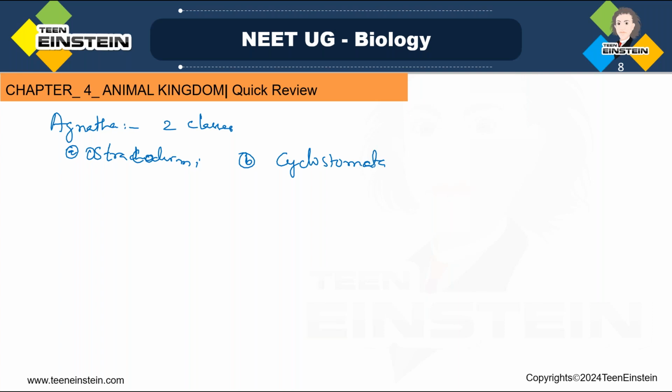Ostracodermi are extinct vertebrates which appeared in the old period, and they had well developed dermal scales. That's why they are called armored fishes. And the second one, Cyclostomata, are circular mouth fishes and they are jawless.